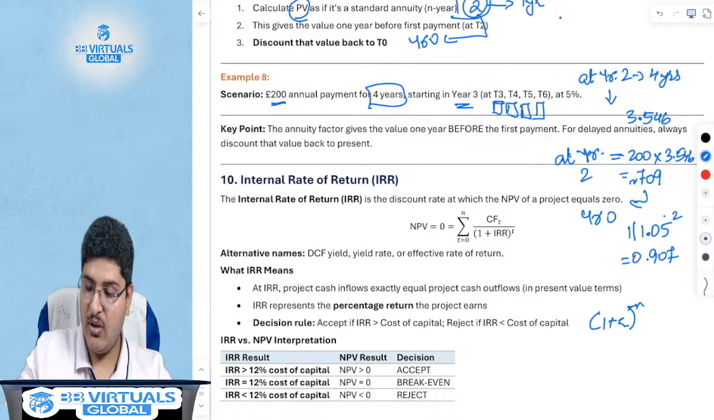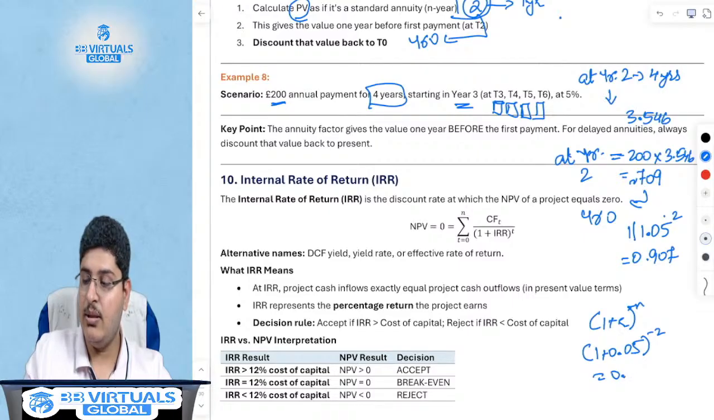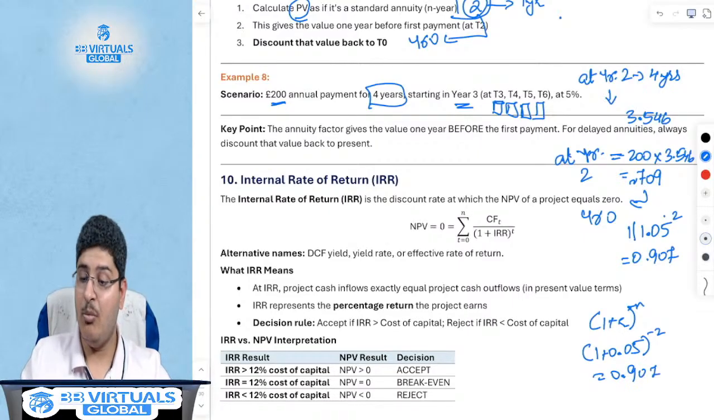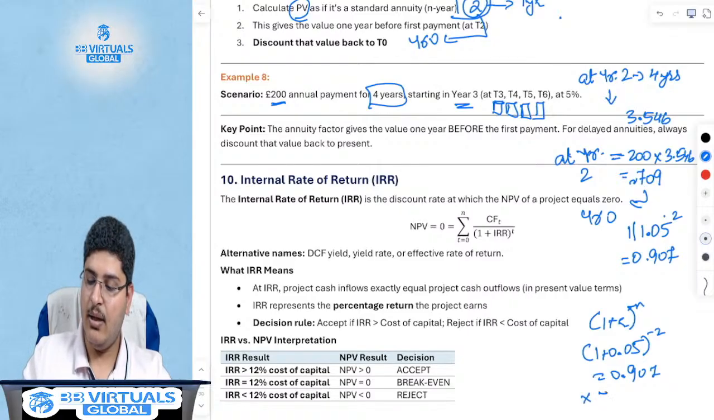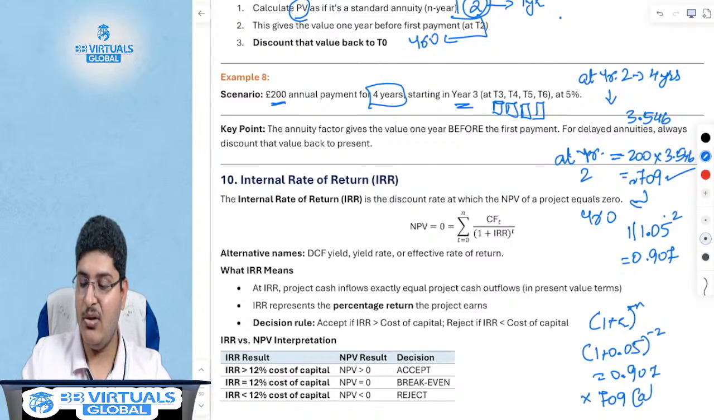So because this is divided by, so 1 plus 0.05 raised to minus 2. This number is nothing but 0.907. You multiply this 0.907 by 709. What is 709? It is the cash flow at year 2. So you will bring it to year 0.